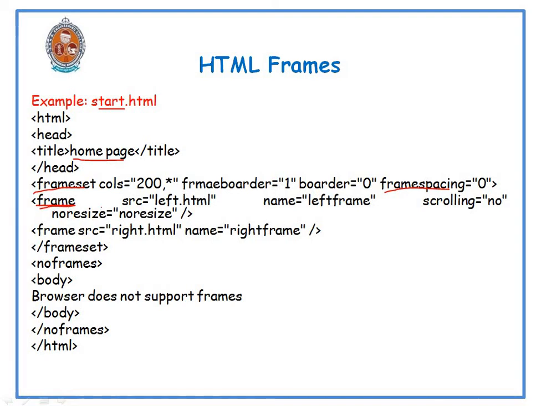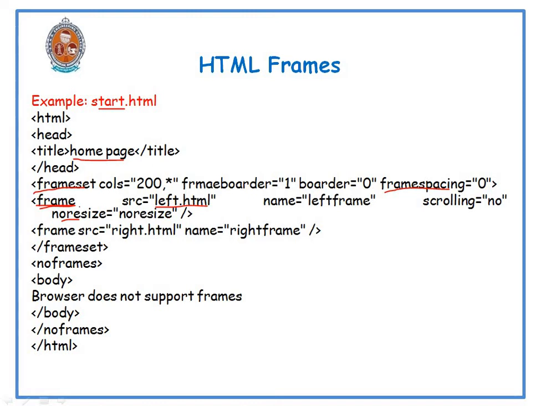Here we have written frame src equals left.html. That means in the first column the source file is left.html. The name of the first frame is left frame, and we have specified the attribute scrolling equals no. That means we can't scroll that frame. After that we have written another attribute, noresize equals noresize. That means we can't resize the frame, because the value noresize prevents the resizing of the frame.